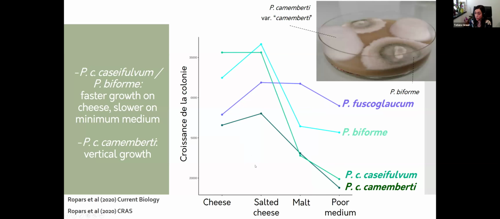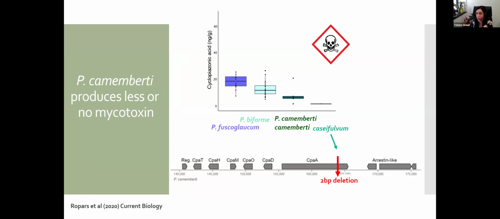We also looked at the ability to grow on cheese versus poor medium. And again, you can see that the wild species has an even ability to grow, while Penicillium camemberti is much better at growing on cheese, but much poorer at growing on poor medium. So again, a selection to better grow on cheese, but at the expense of losing the ability to grow when there are few nutrients. And also, for toxin production, we found an increasing inability to produce a toxin, and also deletions in genes in the biosynthetic pathways.